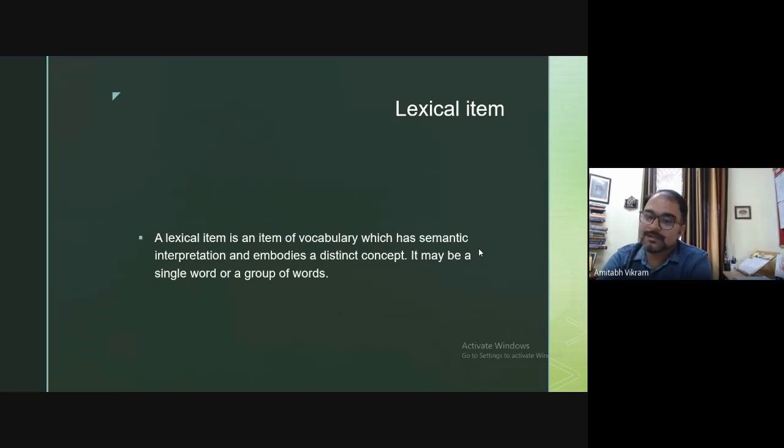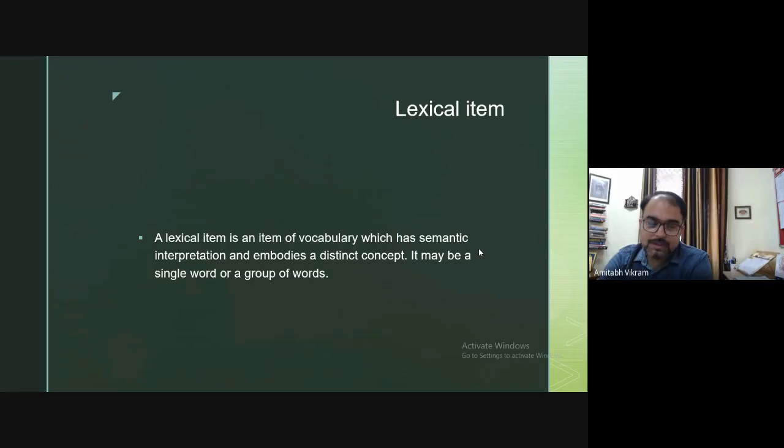But what is a lexical item? A lexical item is an item of vocabulary which has semantic interpretation and embodies a distinct concept. It may be a single word or a group of words. So we are here talking about an item of a vocabulary. When I say vocabulary, you think of a list of words. One such word has a semantic interpretation, that means it has some meaning associated with it, and that meaning embodies a distinct concept. That means it has some different concept than the other word.